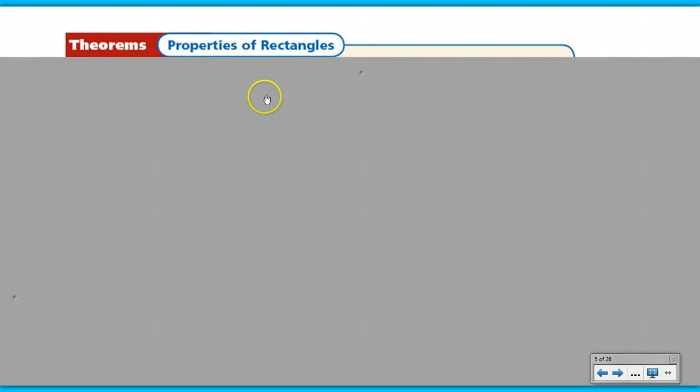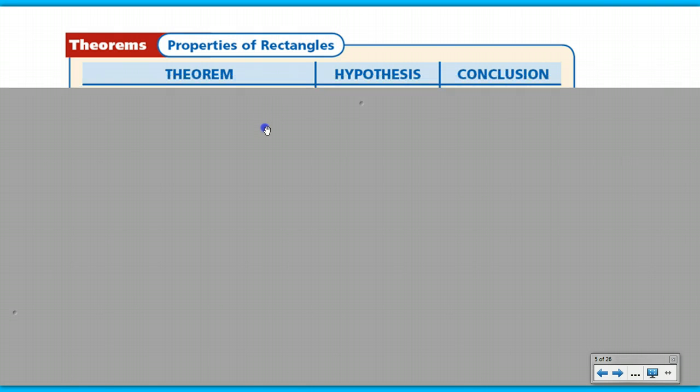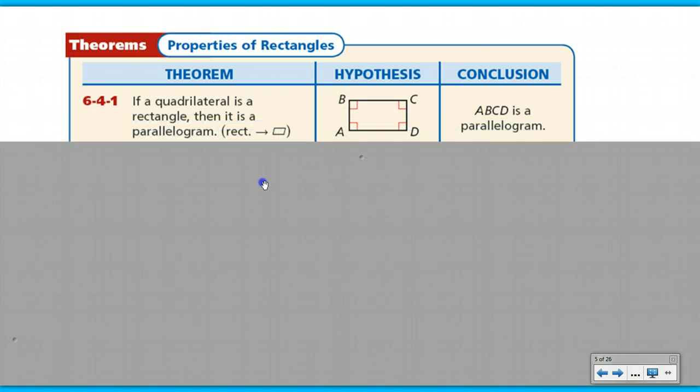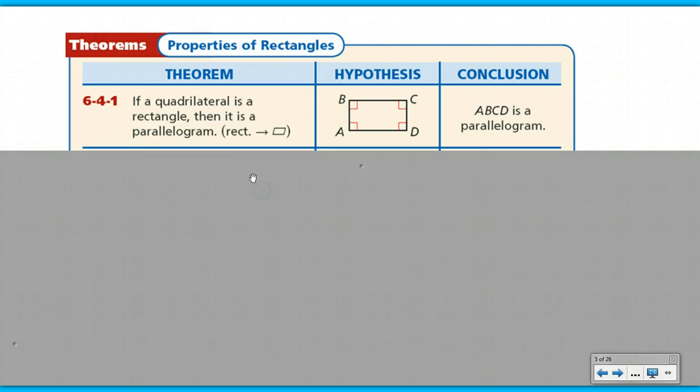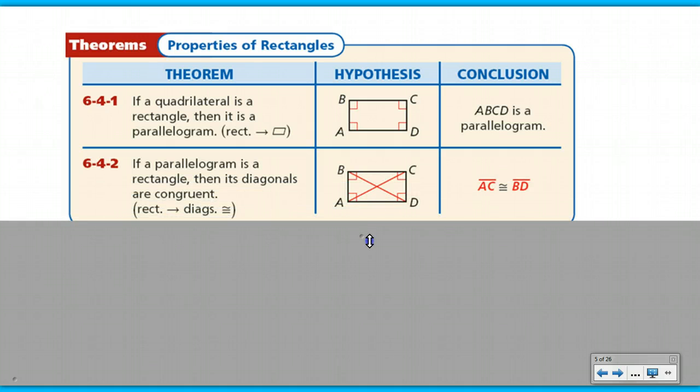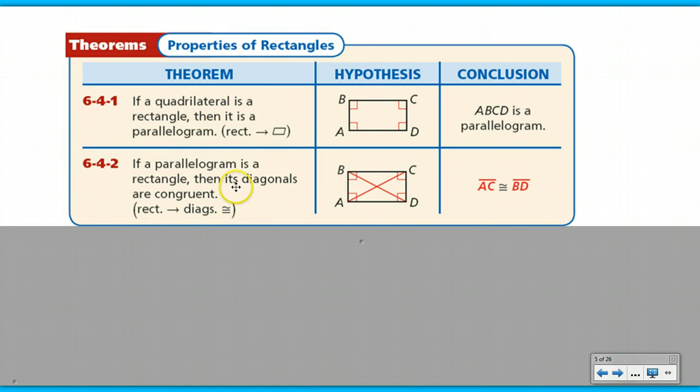So let's look at 2 theorems for the properties of rectangles. If a quadrilateral is a rectangle, then it is a parallelogram. So we could say that rectangle ABCD is a parallelogram. And if a parallelogram is a rectangle, then of course its diagonals are congruent. So AC is congruent to segment BD.